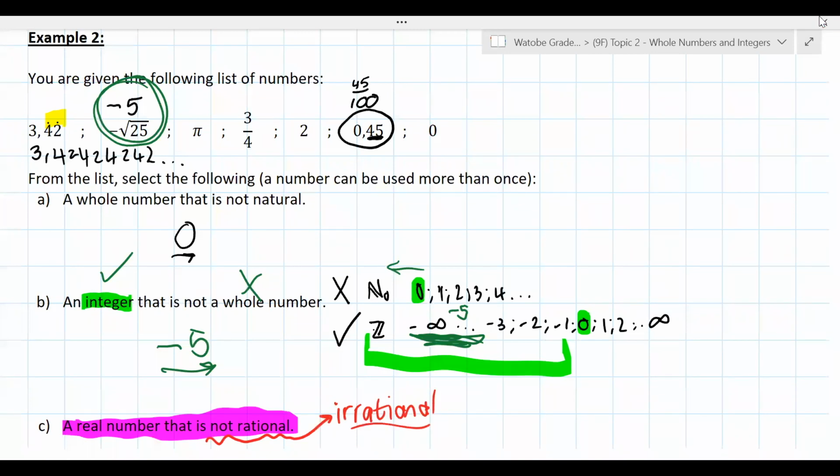Zoe? Ma'am, is it not pi? Excellent, well done. So guys, remember we said pi is a really, really common example of irrational numbers. And so what we're looking for there is pi.